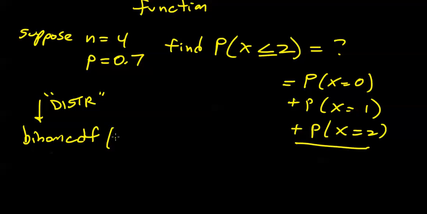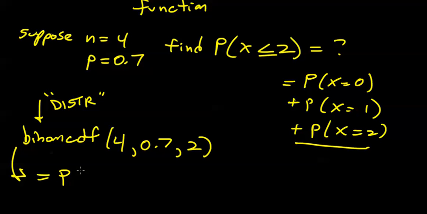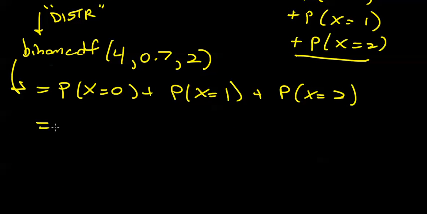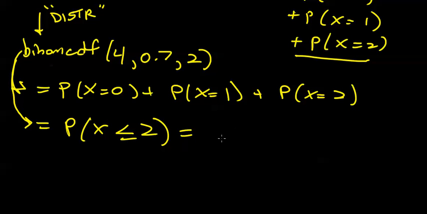If I plug in 4 and 0.7 and 2, this is the probability that X is 0 plus the probability that X is 1 plus the probability that X is 2. The calculator is programmed to grind this out automatically. All right, I can shorthand this in this fashion. I can claim this then is also the probability that X is less than or equal to 2, because X has to be 0 or more.